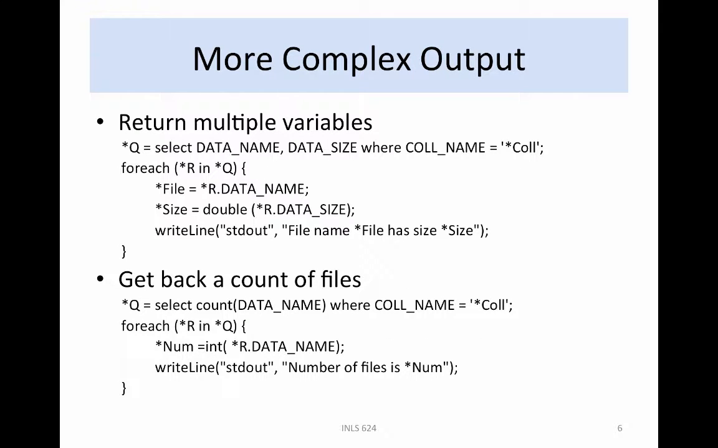You can specify more than one persistent state attribute within the query. To return both the file name and file size for all files in a collection, use *Q = select DATA_NAME, DATA_SIZE where COLL_NAME = '*coll'. foreach(*R in *Q) { *file = *R.DATA_NAME; *size = double(*R.DATA_SIZE); writeLine("stdout", "file name *file has size *size"); } The result list structure contains all of the persistent state information for each item in the list. In this case, each result element contains both the file name and the file size.